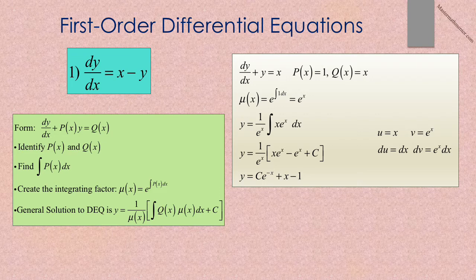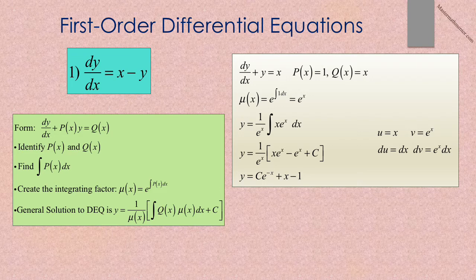We then combine the next two steps and say that mu of x is equal to e to the integral of 1 dx. The integral of 1 dx is x, and therefore mu of x is equal to e to the x. So we are now ready for our general solution. y is equal to 1 over e to the x times the integral of x e to the x dx. To perform this integral, we will use integration by parts. u is equal to x, dv is equal to e to the x dx. Therefore, du equals dx and v equals e to the x.